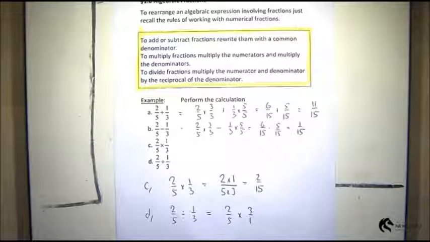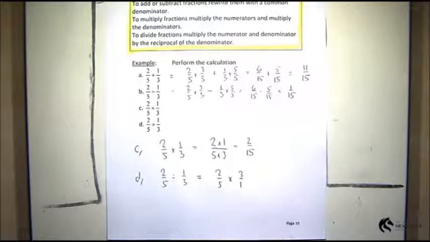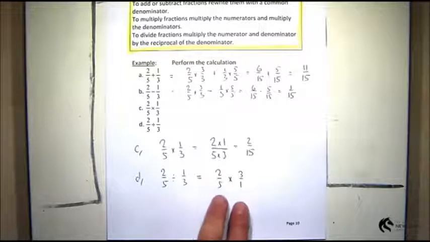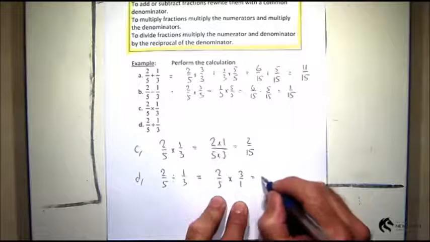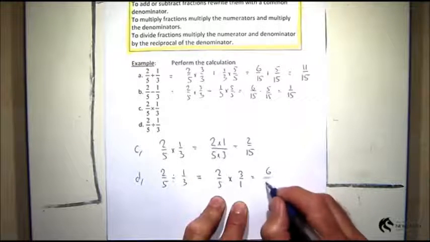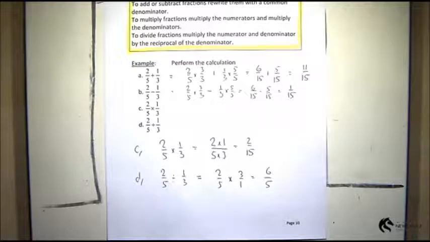And so once you've got that in your head, you just very simply say, okay, I'm going to invert and multiply. Now to multiply, I multiply the numerators, which is 2 times 3, multiply the denominators, which is 5 times 1, and I end up with 6/5. So there we are. That's how we handle fractions with numbers.